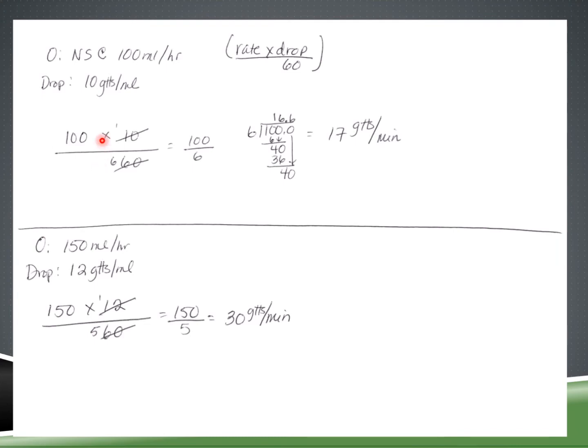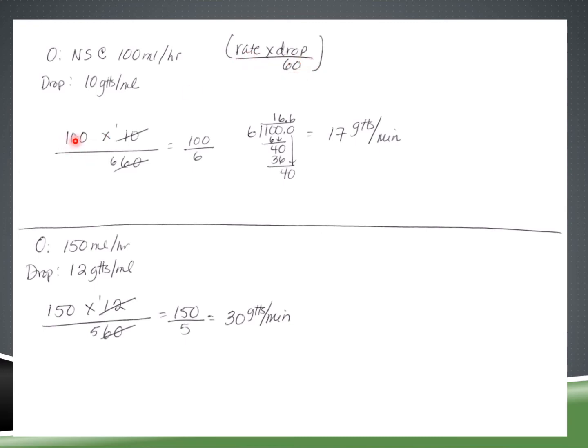Okay guys, so here is the setup and of course the answers for both of those problems. So we started with normal saline at 100 milliliters per hour. I went ahead and put the NS there just for you, but you don't even need it. You could just write your order is for 100 milliliters per hour and your drop factor is 10 drops per mL. So remember, just as a refresher, it's rate times drop factor over 60.